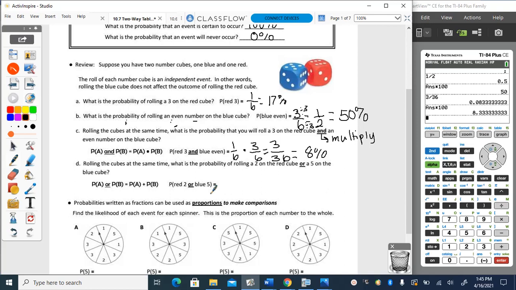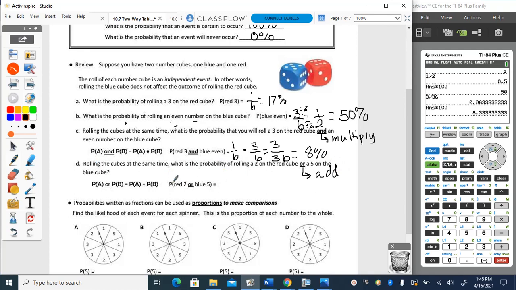All right, so now let's look at another possibility. We're rolling the cubes at the same time. What is the probability of rolling a 2 on the red cube or a 5 on the blue cube? So this is different from the first one. This is an or problem. If you see or in it, that means you are going to add the probabilities.